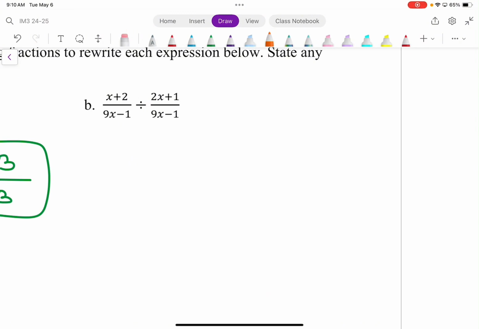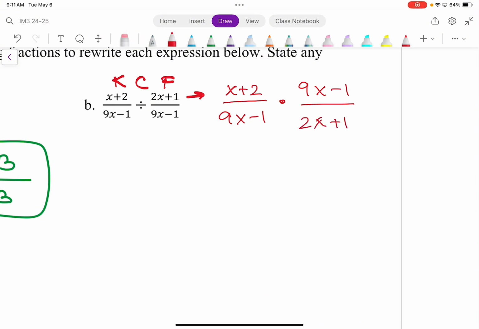So now we're dividing these two fractions, one from the other. What step must we do? We must keep, change, flip. Let's go ahead and take care of that first. Keep, change, flip becomes (x + 2)/(9x - 1) times (9x - 1)/(2x + 1). I'll go ahead and also put parentheses around my factors just to remind myself that these are groups. These are not individual terms.